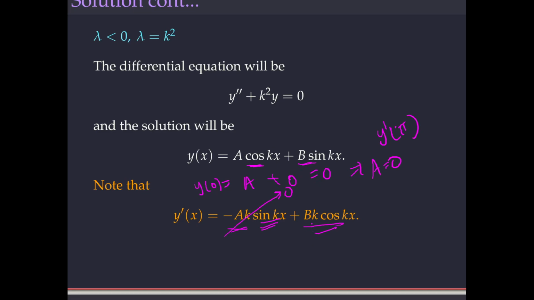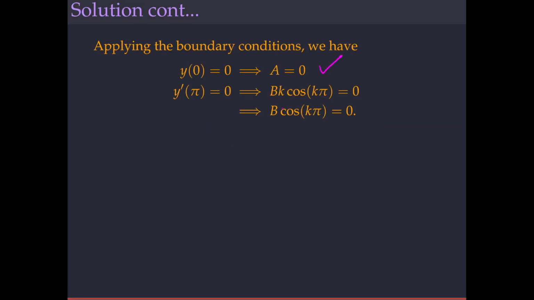So what is y prime? y'(x) is bk cosine kx. So y'(pi) equals 0. This means bk cosine k pi equals 0. Now k is non-zero, so this implies b cosine k pi is 0. Okay, a is already 0 and b cosine k pi is 0, so it means that either this is 0 or this is 0.